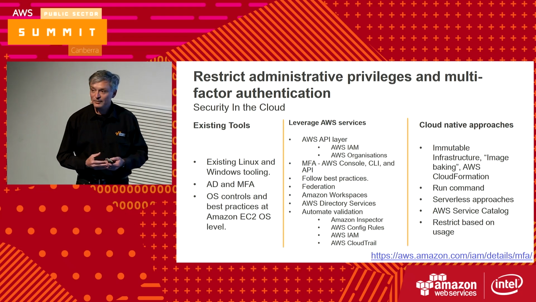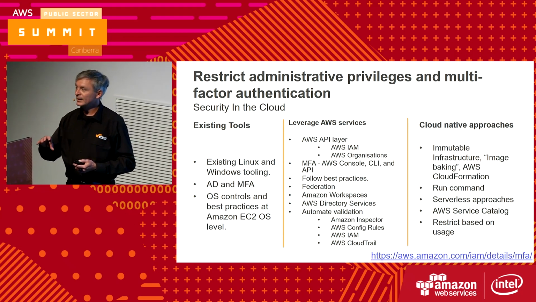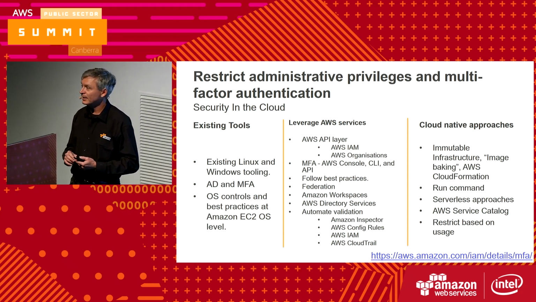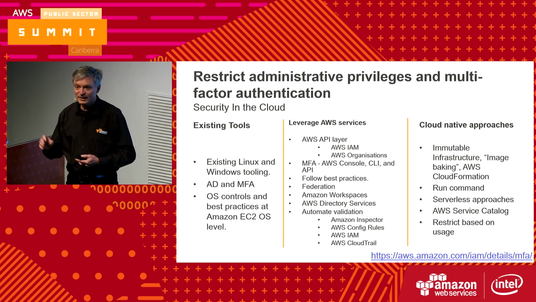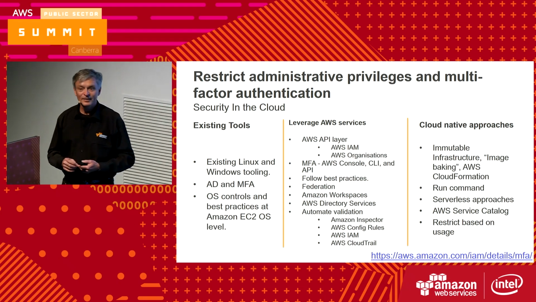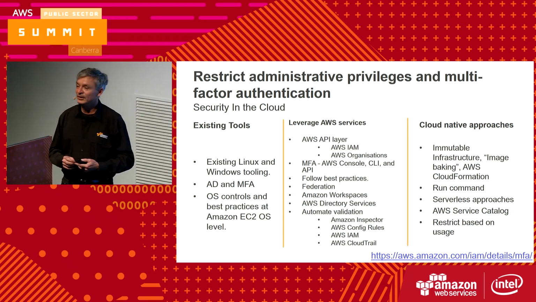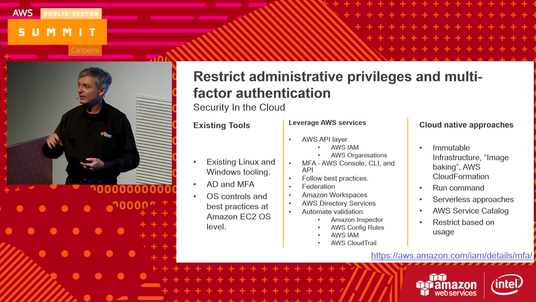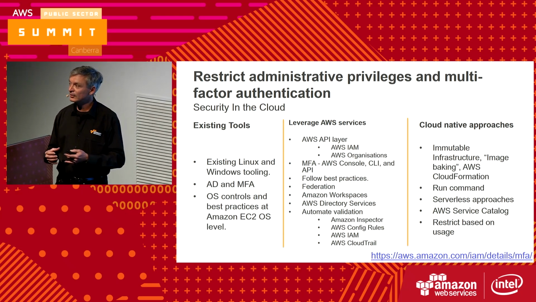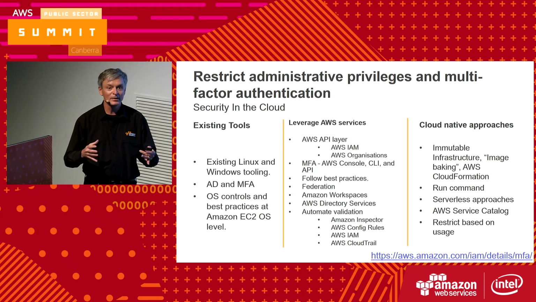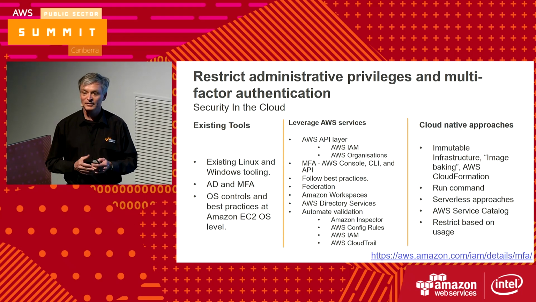And then on the AWS side, you need to think about limiting access to the AWS API layer. We support a very rich identity and access management service. In the last session, you saw some of the depth that you can go to there. You can get very granular control over what people can do. You can use Organizations to control a group of accounts. So again, limiting who can do what and limiting them to single accounts.